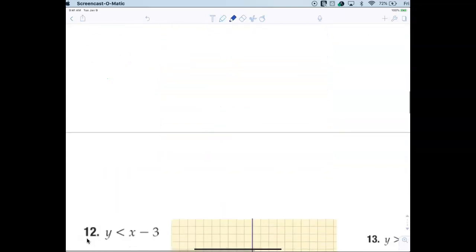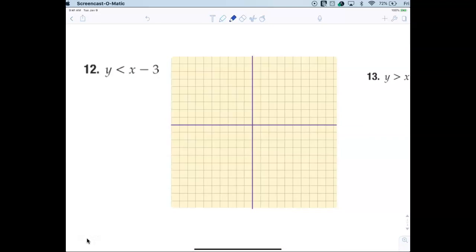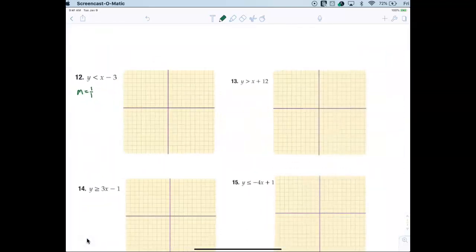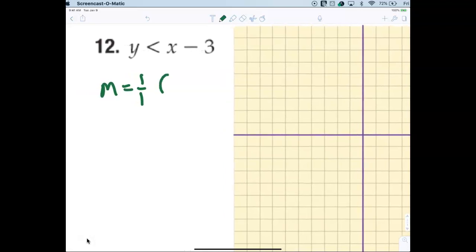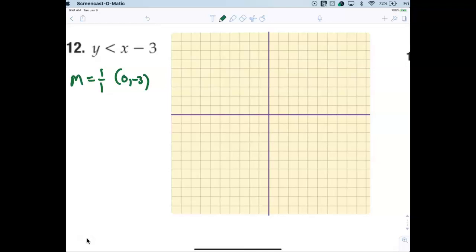So here we go. Let's do 12. We're just going to go down. My other algebra class will be the right side. You guys will be the left. Again, slope is 1 over 1. The y-intercept is (0, -3). So we're going down 3.